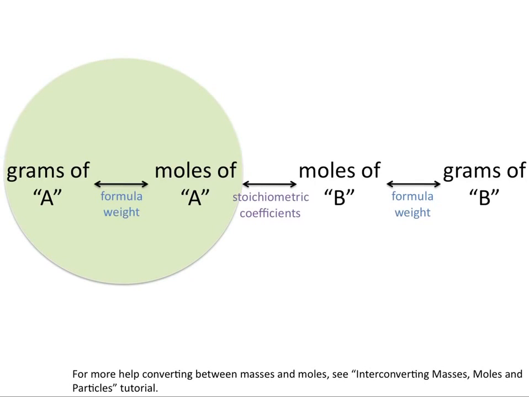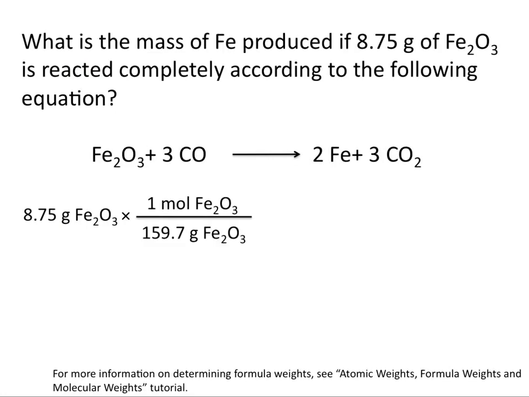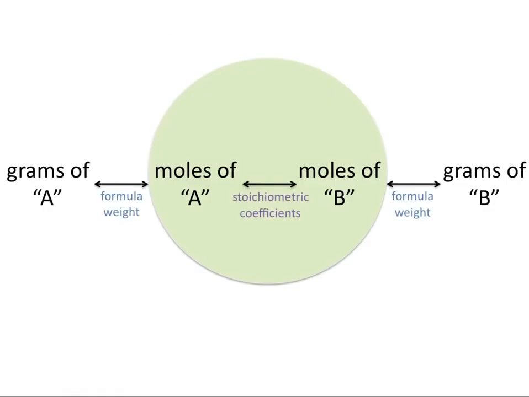go from grams of Fe2O3 to moles of Fe2O3, and we'll do that using the formula weight. Make sure you put grams of Fe2O3 on the bottom so that it will cancel with the grams of Fe2O3 on top. Now that we have moles of Fe2O3, we can convert from moles of iron oxide to moles of iron. We'll do that using another conversion factor. And remember that to go from moles of one thing to moles of another, we need to use the stoichiometric coefficients in the balanced equation.